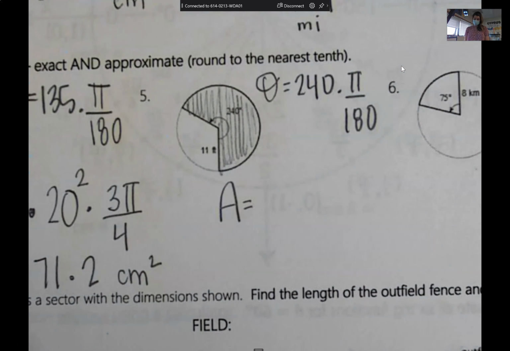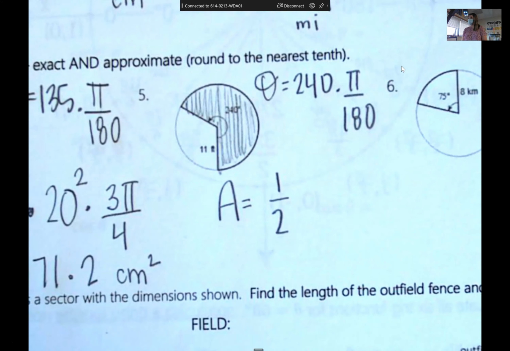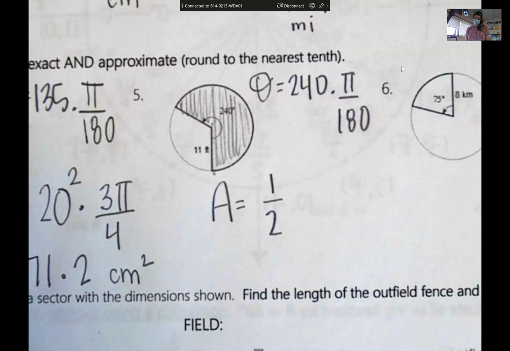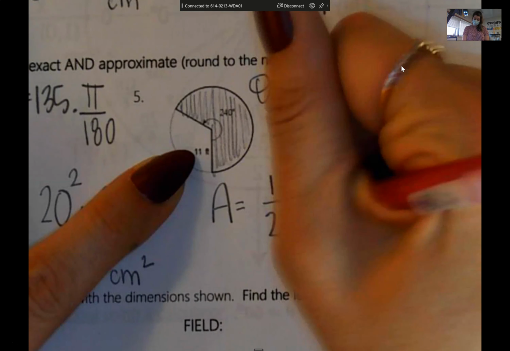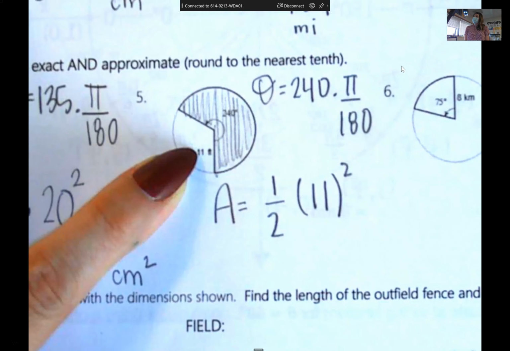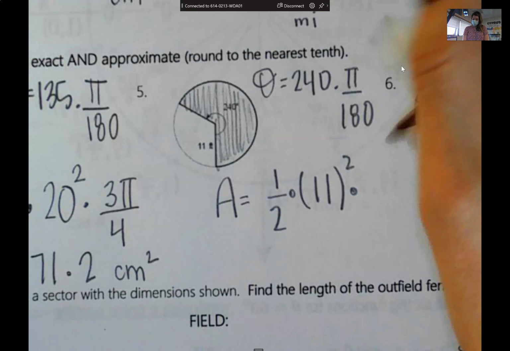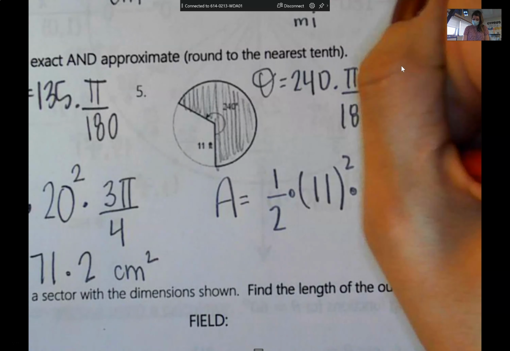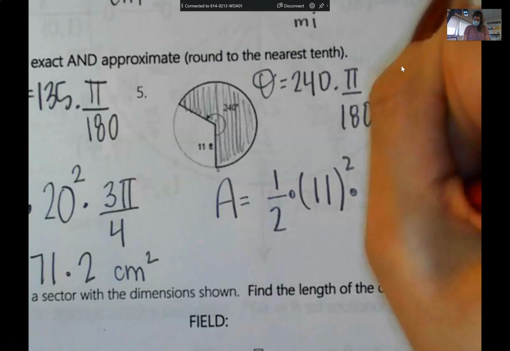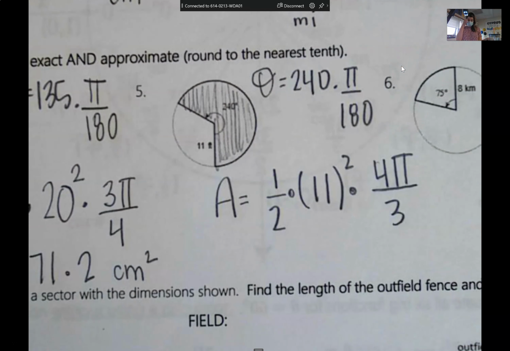I think it's 4 over 3. Yeah. Okay. So area is 1/2. That's from the formula. R squared. Our R is this other number, which is 11. And then multiply by our radian measure. So I already forgot. 4 pi over 3. You don't have to put the parentheses on there. I don't even know why I put the parentheses on there.